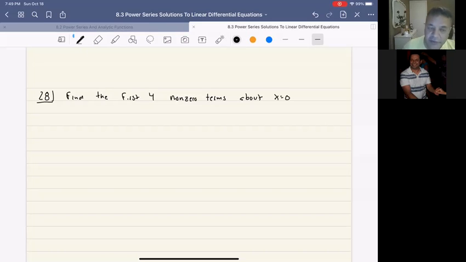Okay, and the equation is y double prime plus (x minus 2) y prime minus y equals 0. Okay, and we get y of 0 is -1. And y prime of 0 equals 0.